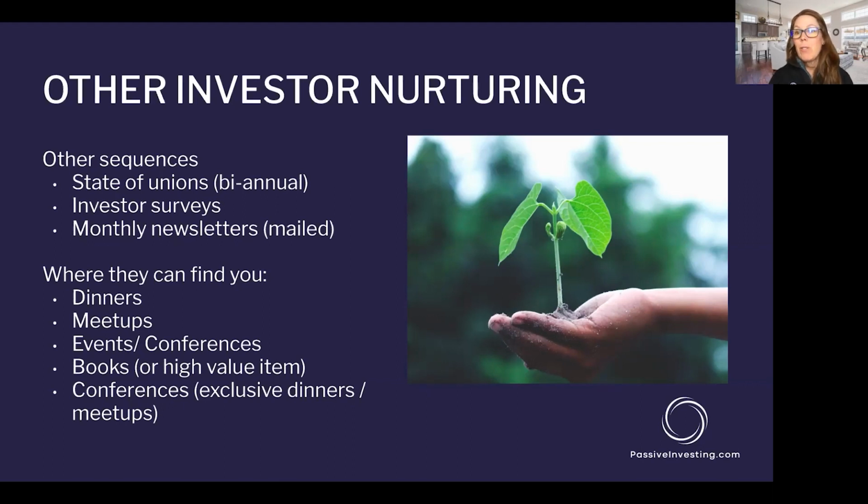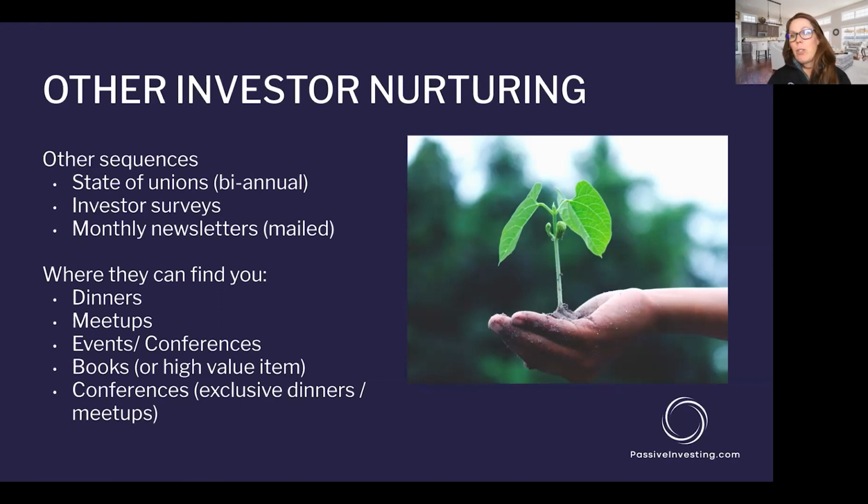And then monthly newsletters. Emailed monthly newsletters are great. Can you get investors' mailing addresses and do a mailed monthly newsletter or quarterly newsletter, whatever that looks like? And the reason why you might want to do mailed is so that investor, and maybe you send them 2 or 3 newsletters, can actually hand your newsletter off to family and friends. Okay, so that investor nurturing could turn into being a referral source for you.